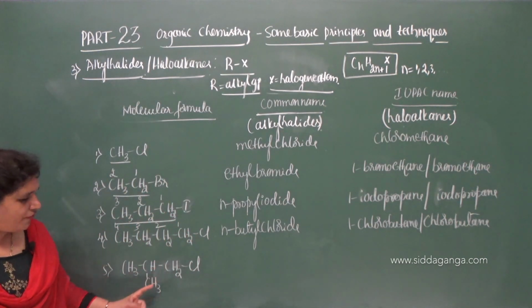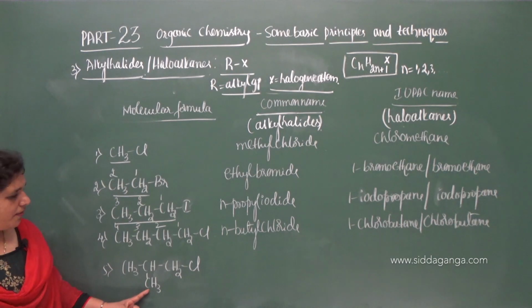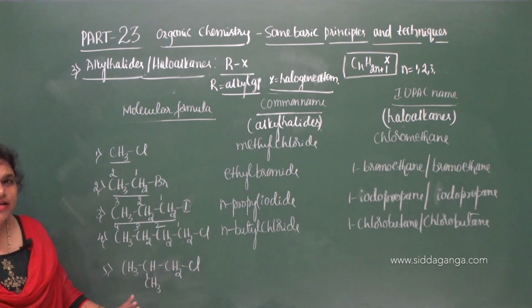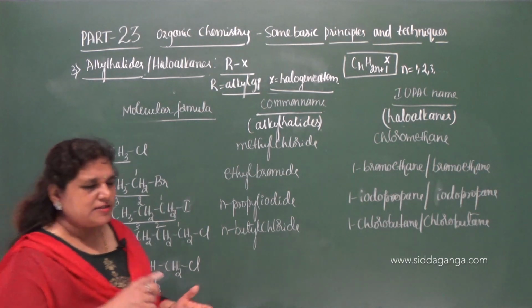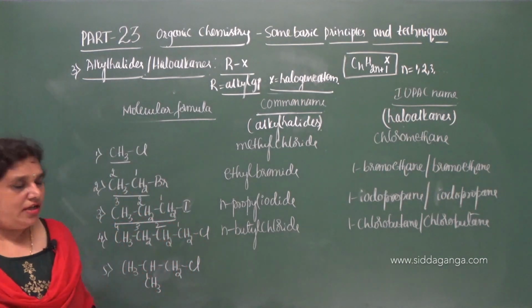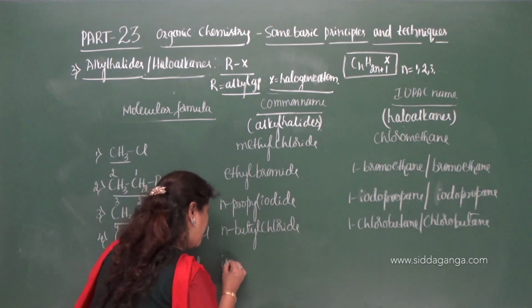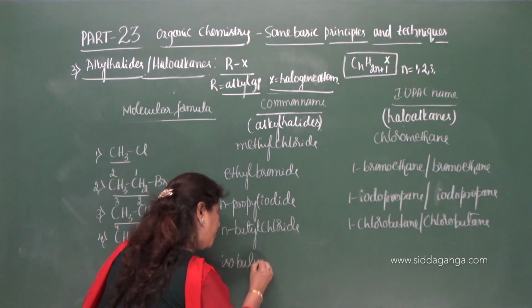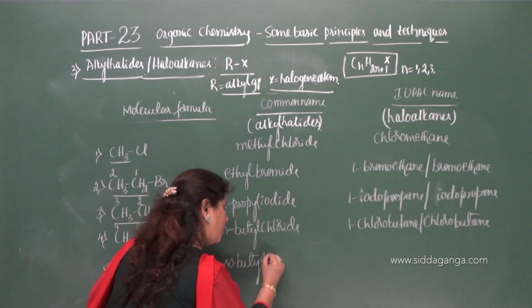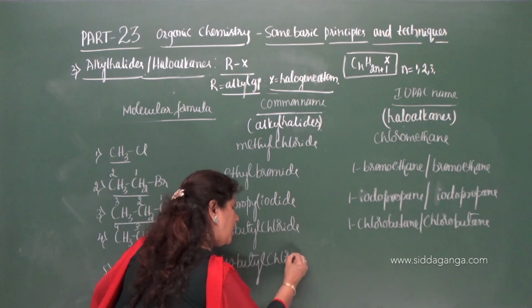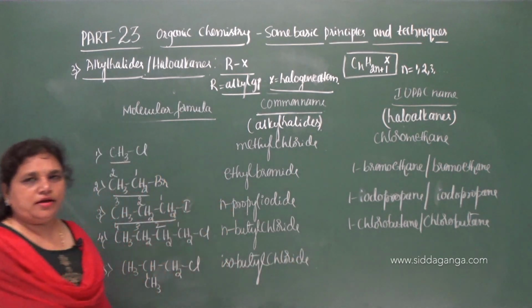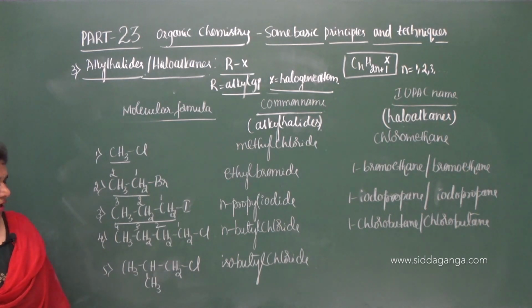Here also we have 4 carbon atoms in an alkyl group, but the carbon chain is branched. When the carbon chain is branched in an alkyl group, then we need to use the prefix iso, and hence the name is isobutyl chloride. Now you give the IUPAC name here. What is the IUPAC name of this compound?